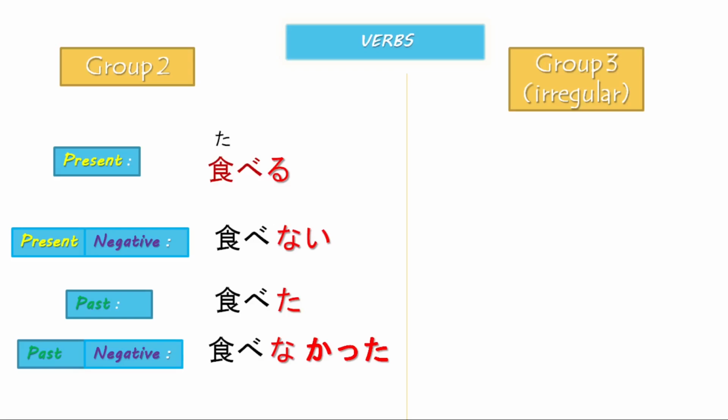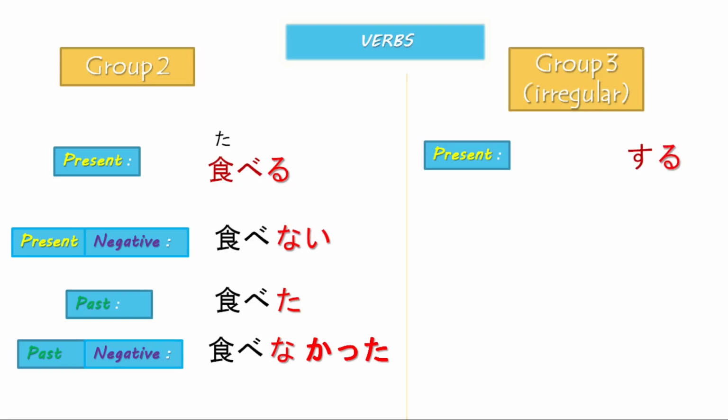I'll give you one more example of a group 3 verb. Since group 3 verbs are mostly irregular verbs, which means they hardly follow any rules, most of the time you have to memorize them. But the good part is that there are only 2 such verbs, so obviously it's easy to memorize these. I'll take the example of the famous word suru, to do.